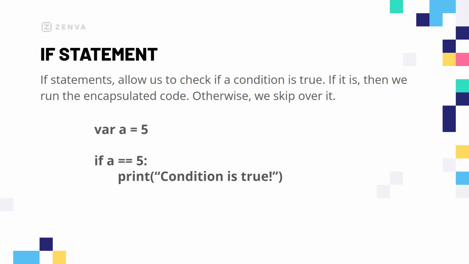Okay, in this example here, we have a variable called a, which is equal to 5, and then we have an if statement that checks to see if a is equal to 5, and if so, we are printing condition is true. Now, if I change a to be equal to 6, that code, print condition is true, will not run. Okay, that line of code is only going to run if a is equal to 5.